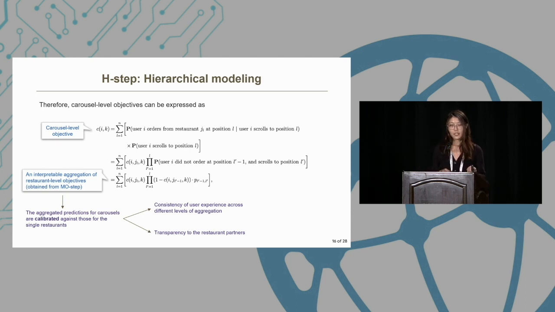And this is actually critical to ensure consistent user experience across different levels of aggregation of the products, and at the same time provide levels of transparency to the restaurant partners as to why and how they are ranked at a certain position in the feed. And furthermore, this kind of hierarchical modeling can be generalized to higher levels of aggregation as well. For example, carousels of carousels, if the company decides to do so. And we just need to apply this hierarchical modeling step one more time.